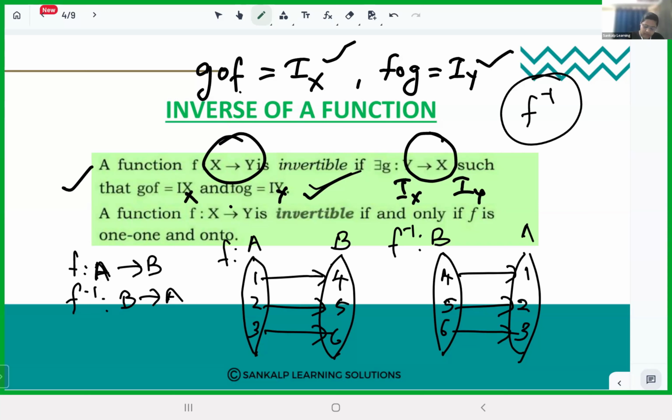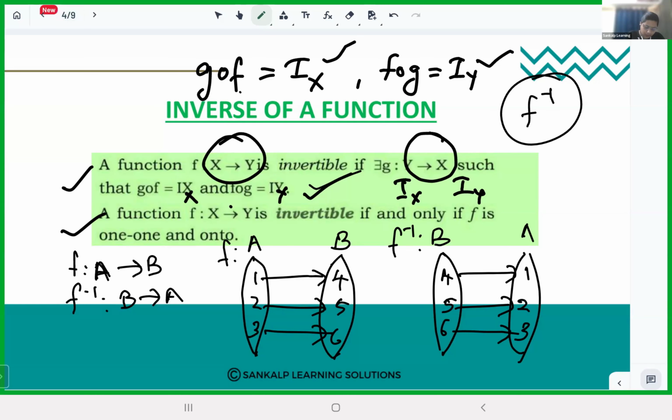Now, the second one: a function f from X to Y is invertible if and only if f is 1-1 and onto. You can say that the inverse of a function exists only if that function is bijective. What do you mean by bijective? The function should be 1-1 and onto, then only the function becomes invertible. So that is a condition that should be satisfied for a function to have an inverse.